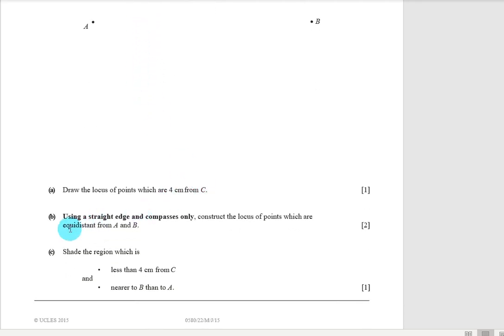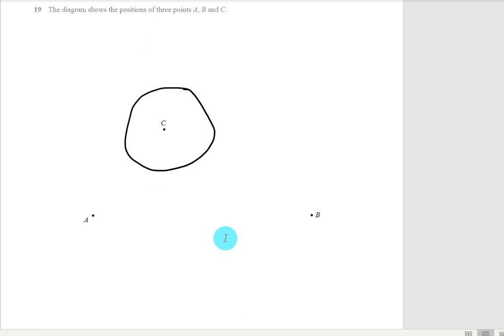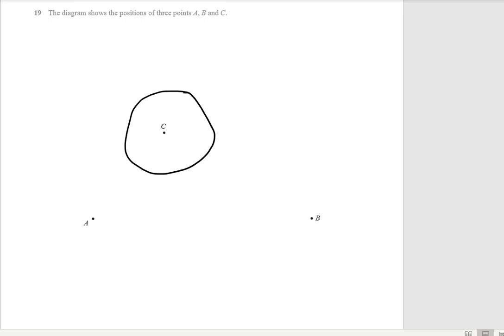Second question: using a straight edge and compass only, construct the locus of points which are an equal distance from A and B. Now to solve this part of the question, open your compass with the distance from A to B. Stop here at A and then make a curve up and a curve down.